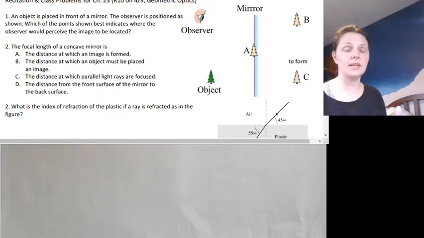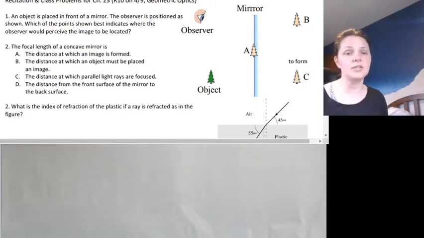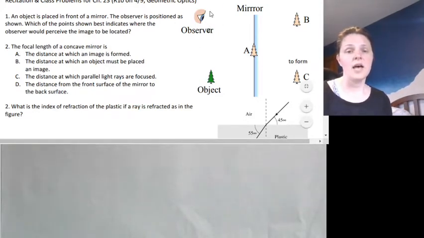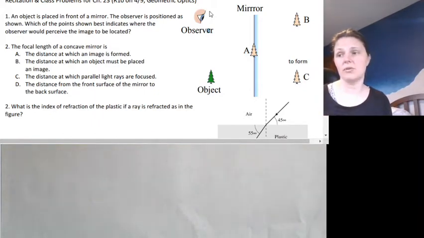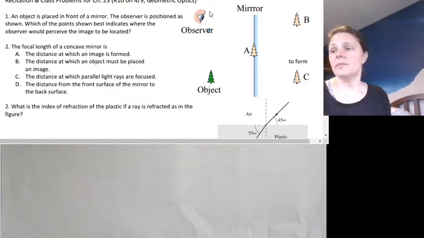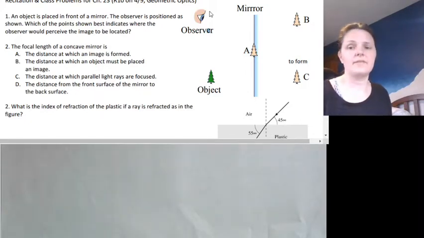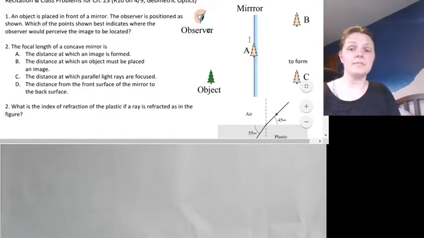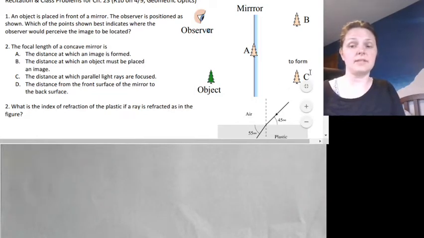So I have up here on the screen the first question, which says I have an object placed in front of a mirror. The observer is positioned as shown, so the observer is over here. Which of the points shown best indicates where the observer would perceive the image to be located? And so we have here the observer and the object, and for a flat plane mirror, the answer to this is going to be C.